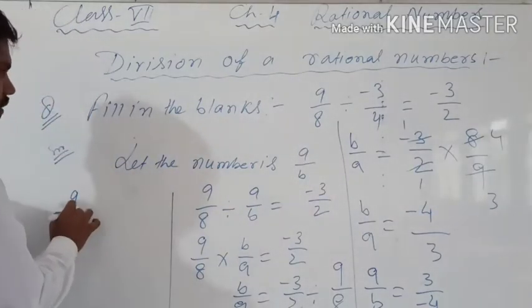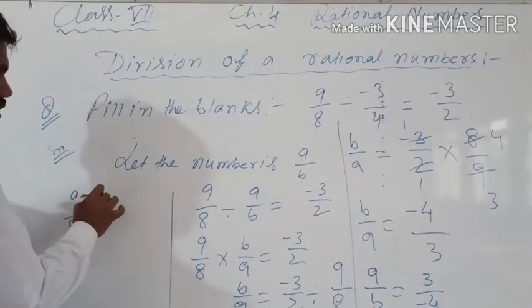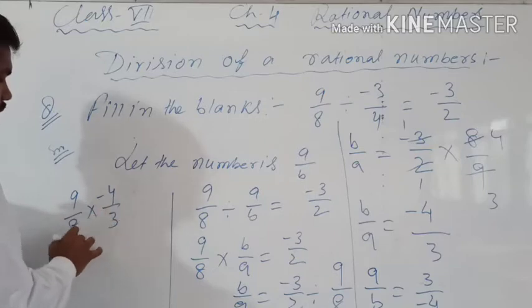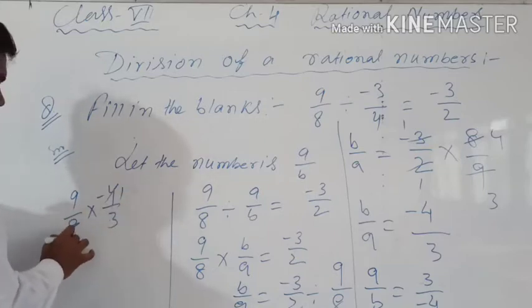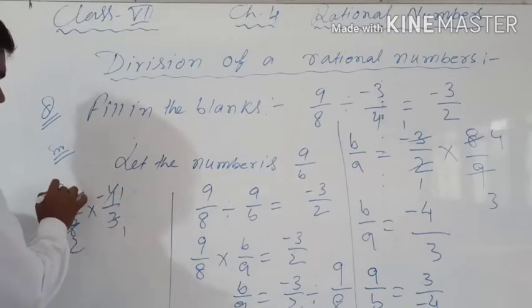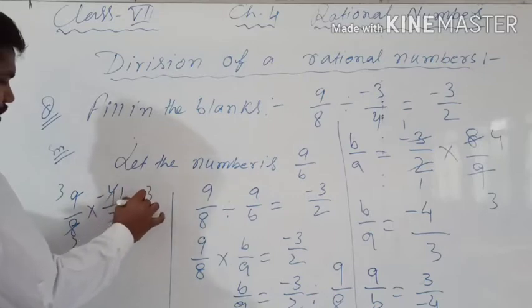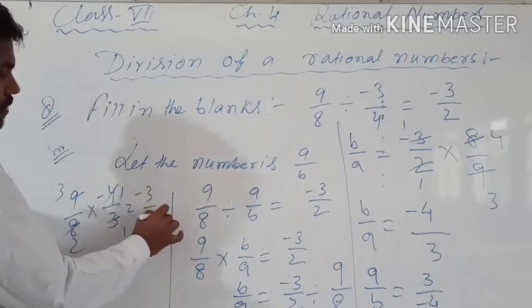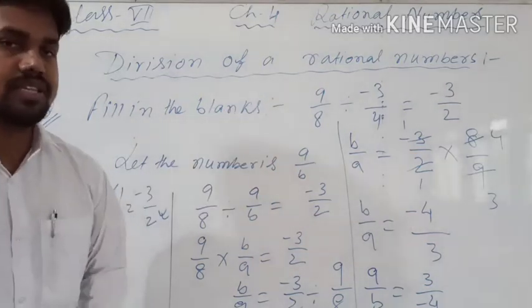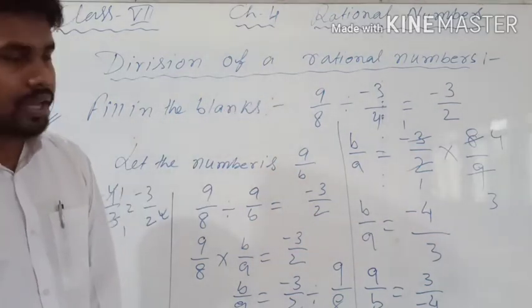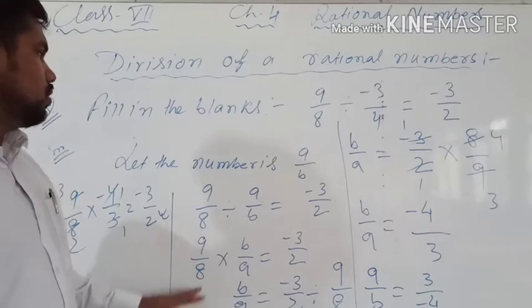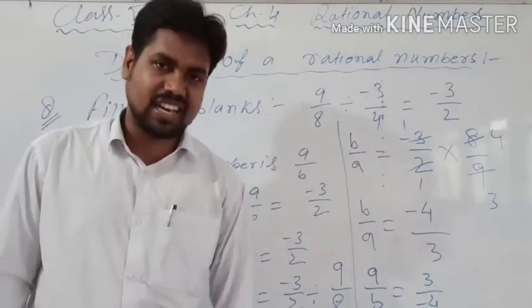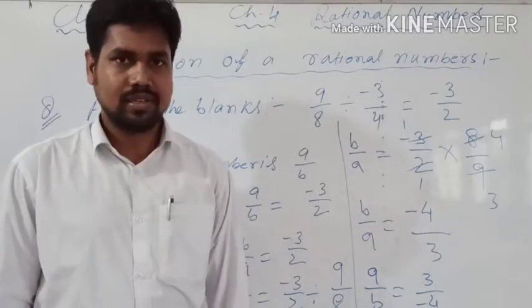Okay, so 9 divided by 8 multiply reciprocal of this will be minus 4 divided by 3. So 4 1 are 4, 4 2 are 8, 3 1 are 3, 3 3 are 9. So definitely you can see minus 3 by 2 1 are 2. So minus 3 by 2 comes that side. That means this answer is correct. Okay, so this is how you can do the fill in the blanks type of all questions of this exercise. Okay, I hope you understand.